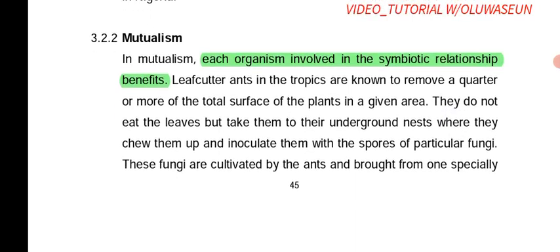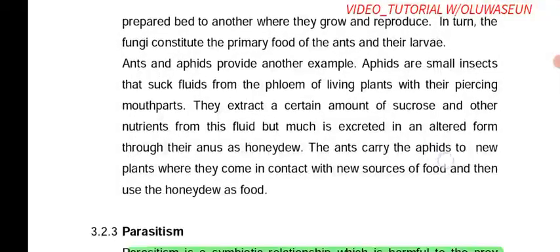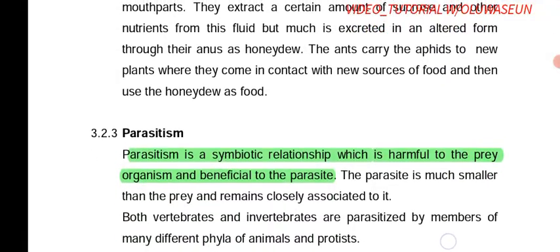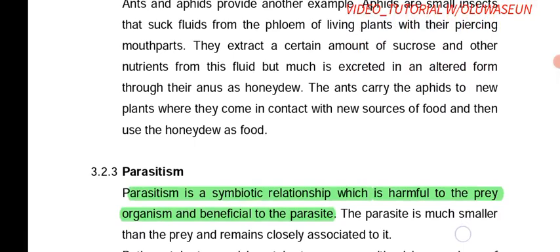Okay, now we go on to mutualism. Mutualism is a type of interaction or relationship whereby each organism involved benefits. Mutualism is a type of relationship in which each organism involved in the symbiotic relationship benefits. Both of them benefit from each other. So that is that about that.